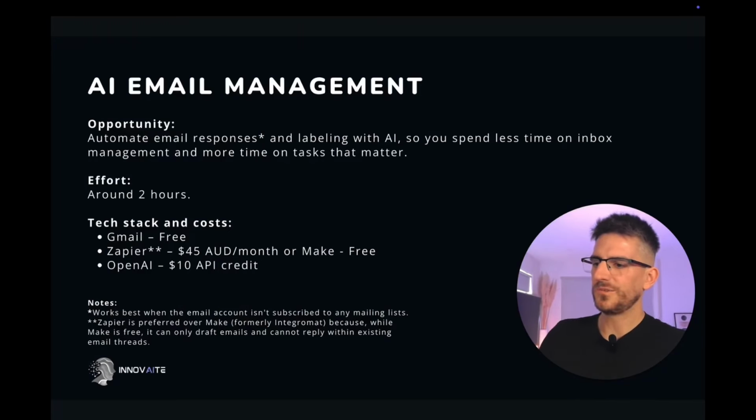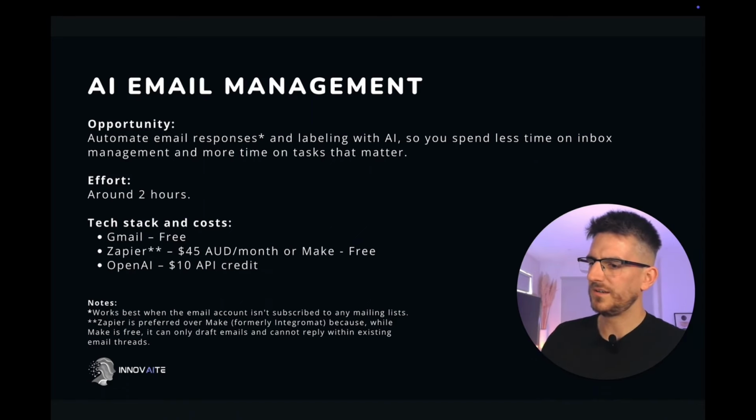This automation will save you time by using AI to automate email responses and also the labeling of your emails. The implementation effort will take about 2 hours, and this automation works best when the email account that you're using isn't subscribed to any mailing lists. That way spam is reduced, operations are kept low, and therefore cost is also kept low.